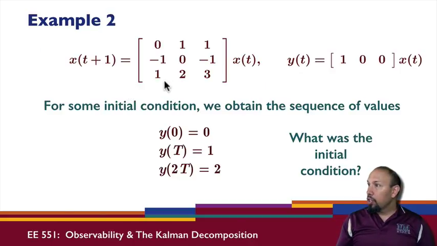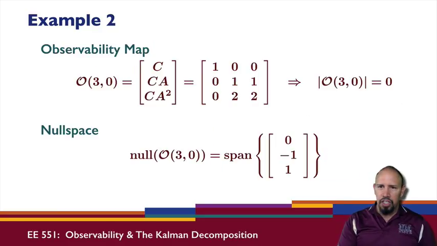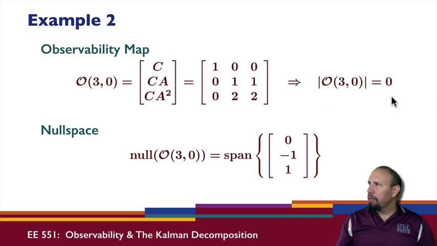Second example, I have this system which has the same A matrix. The C matrix has changed a little bit. Again, we have a sequence of values, and it's a little bit different than the sequence we had last time. The question is, what was the initial condition? So we look at the observability map, and we find that this column is the same as that column, or this row is twice this row. So the observability map is singular. Therefore, we cannot uniquely obtain what the initial condition must have been.